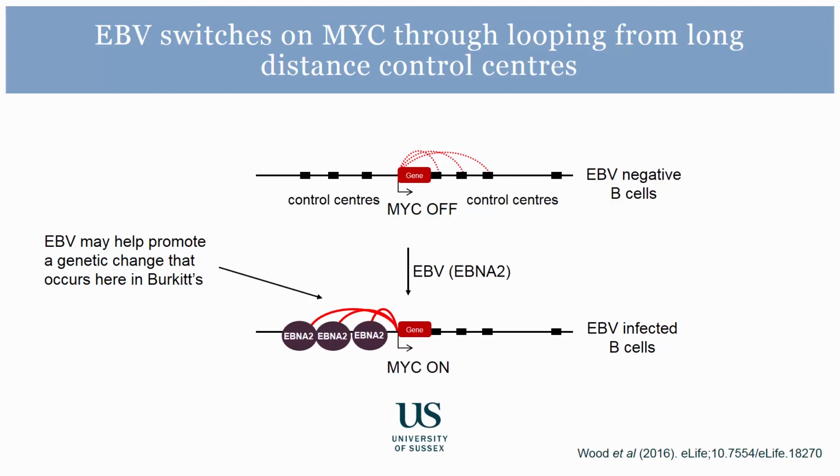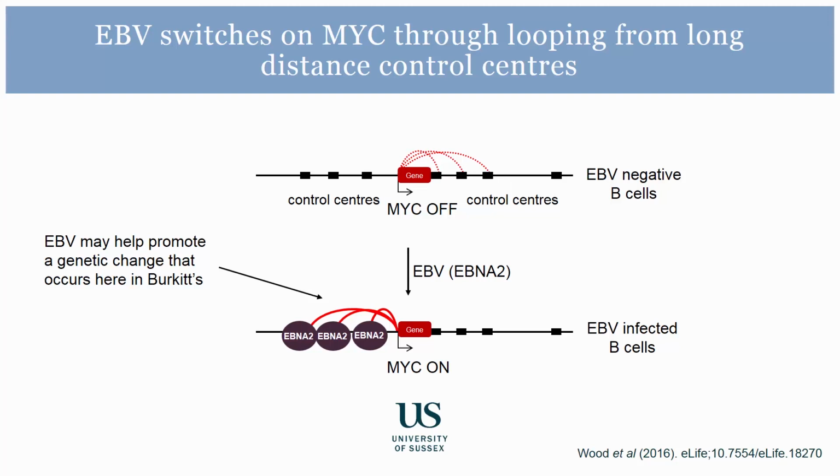And what we've never been able to understand is when that happens. So does that happen before the cell gets infected with a virus? Or does the virus infect the cell and it somehow promotes that genetic change to happen? And our data would suggest that actually the virus may have something to do with making that genetic change happen, because the genetic change happens in this region where the virus is promoting lots of looping to occur. And we're carrying on with our investigations into this.